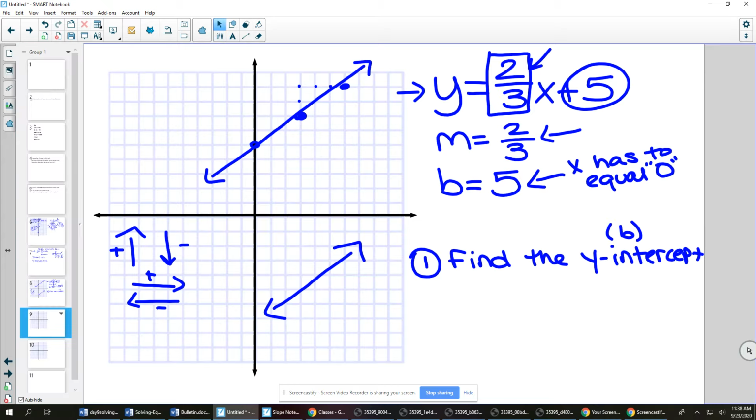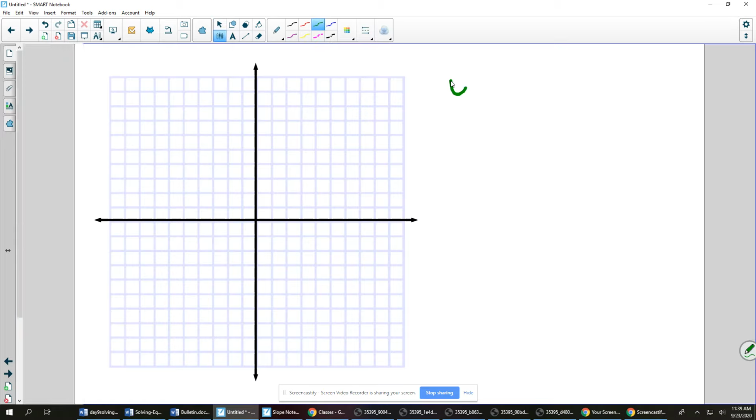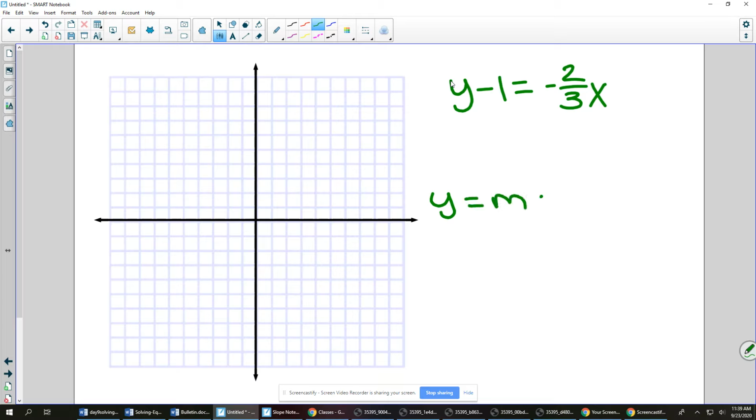So let's try another one. If I have the problem y minus 1 equals negative 2/3 x. Okay, so the first thing I need to know here is that I have got to have it in that slope-intercept form. So it's going to be y equals mx plus b. I do not have it in slope-intercept form yet, because y is not by itself.